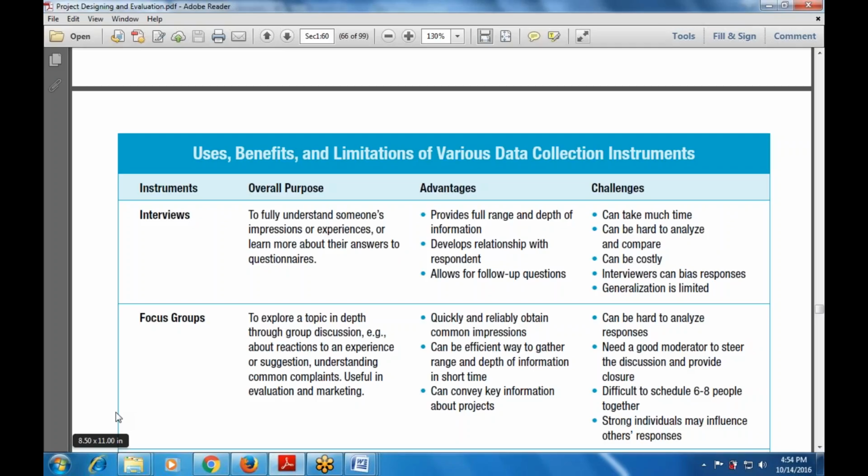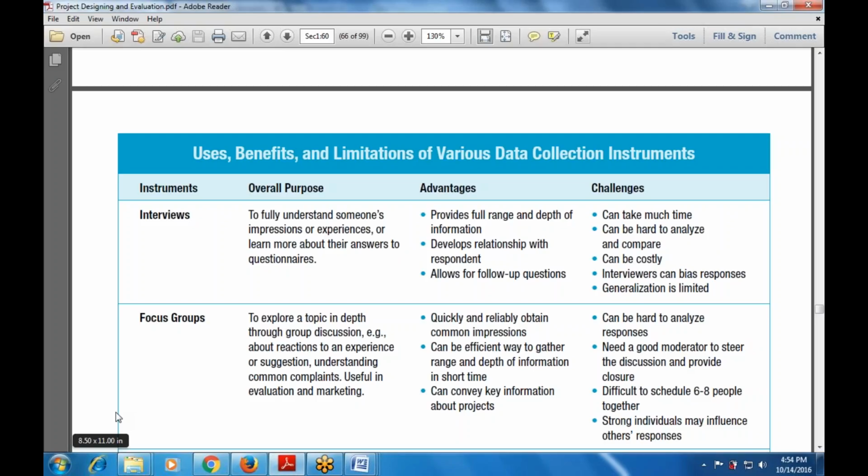This also explores a topic in depth through group discussion, because everyone has a different thought. If I am taking out thoughts from different persons, every thought keeps mixing up. So to explore a topic in depth through group discussion, for example reactions to an experience, suggestions, understanding common complaints, it is useful in evaluation and marketing.